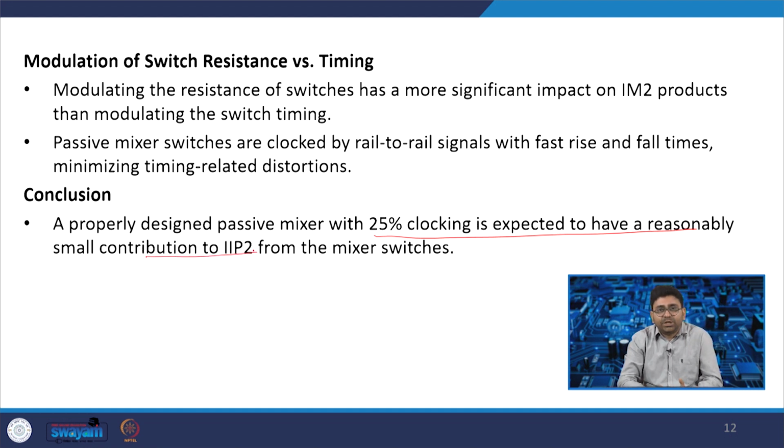So, the leakage is important. Another point, if we can introduce the differential nature, if we add a balun at the input and use a differential configuration, it will also reduce the IIP2. So, this is how we can improve the second order nonlinearity in the passive mixer.